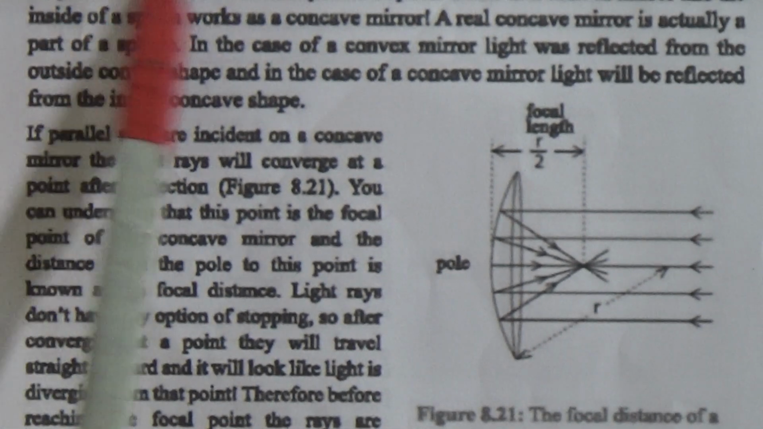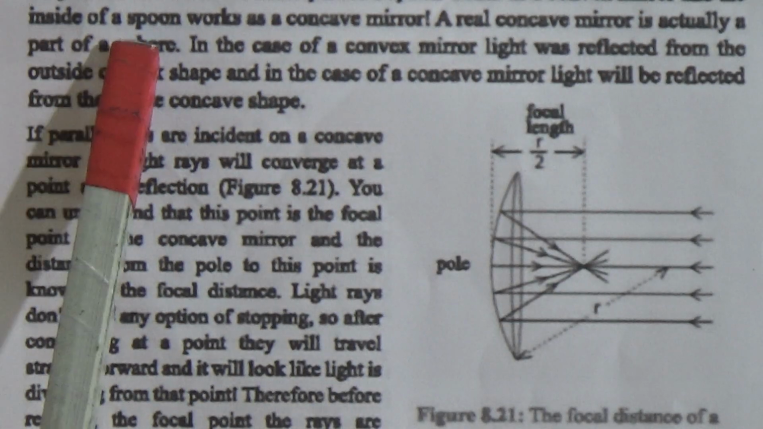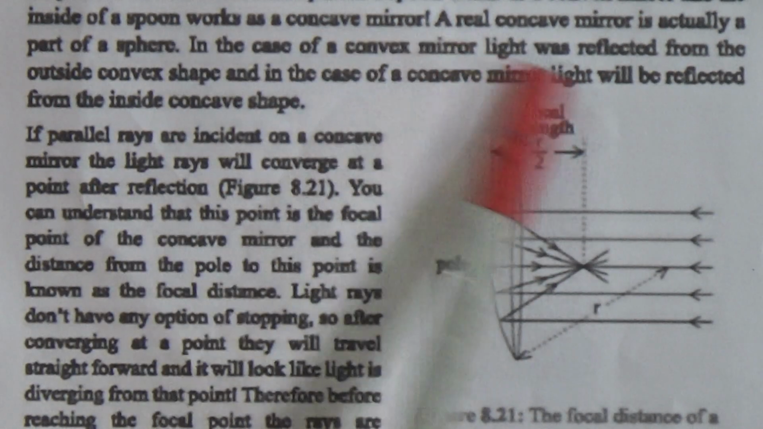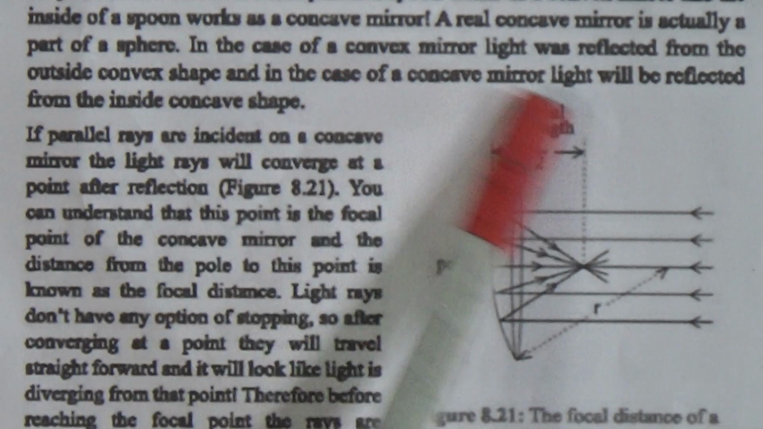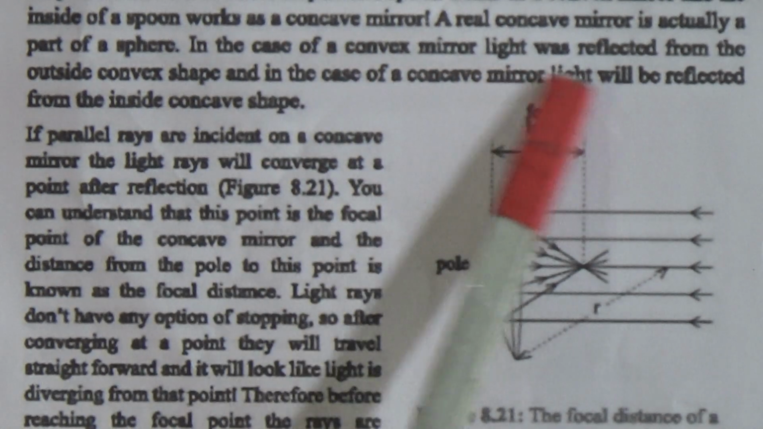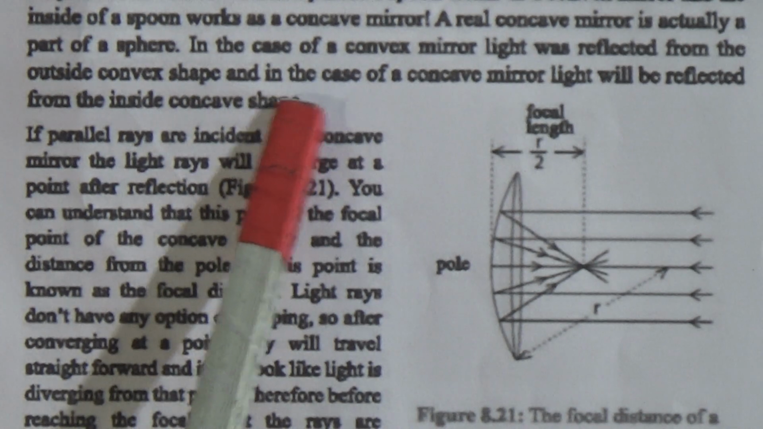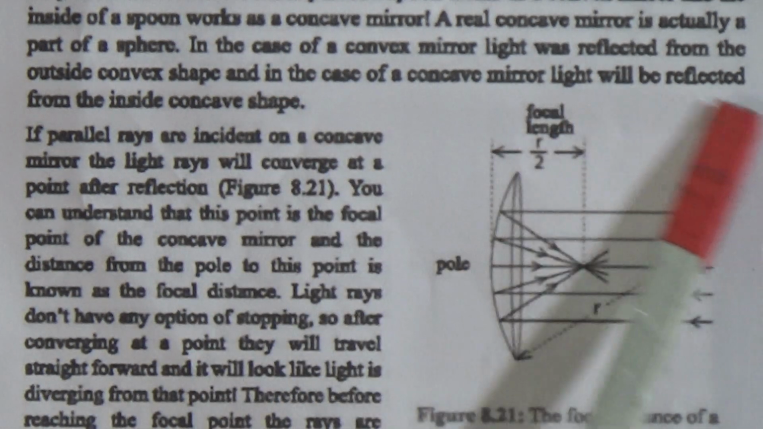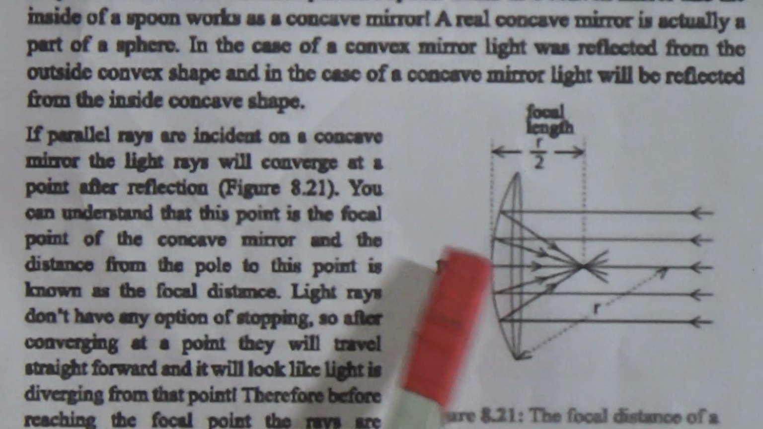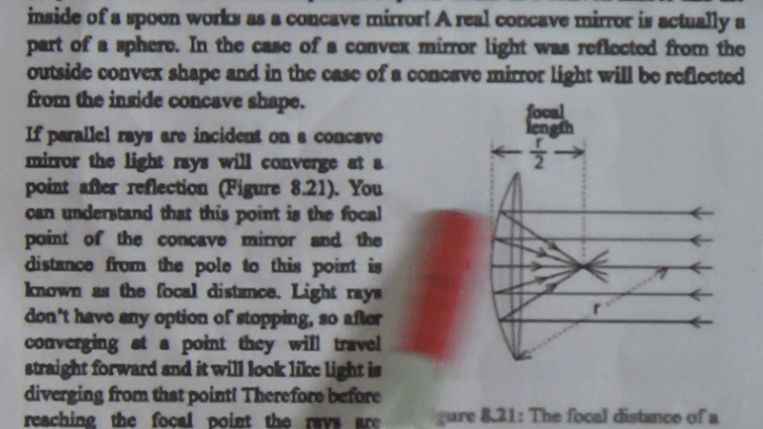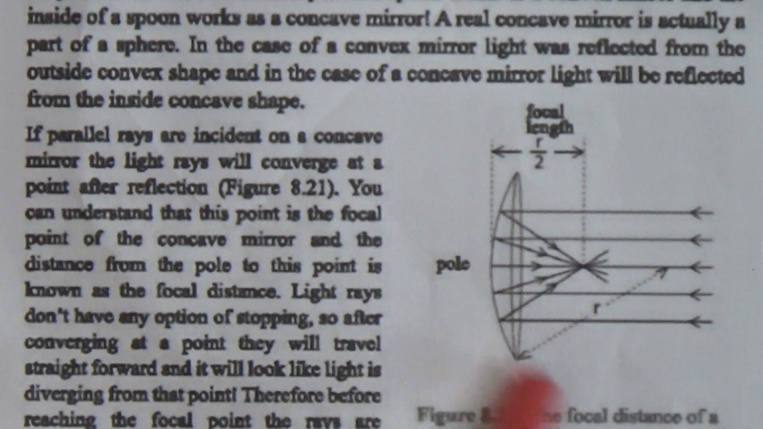My dear students, now we will discuss this part. You can see that the outer part of the spoon works as a convex mirror and the inside works as a concave mirror. A real concave mirror is actually a part of a sphere, and in the case of a convex mirror, light is reflected from the outside convex shape, and in the case of a concave mirror, light is reflected from the inside concave shape. Now, these parallel rays are incident on a concave mirror.